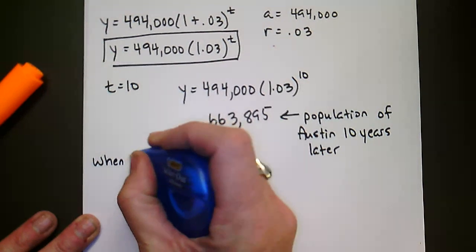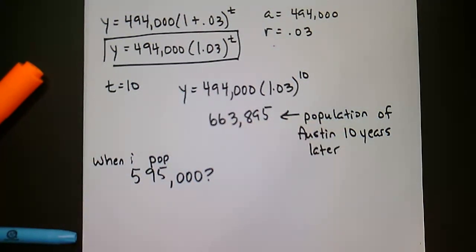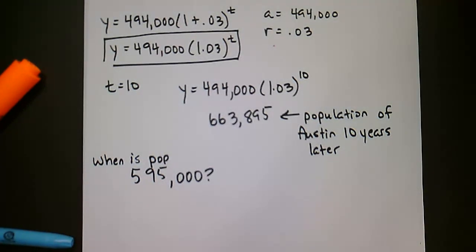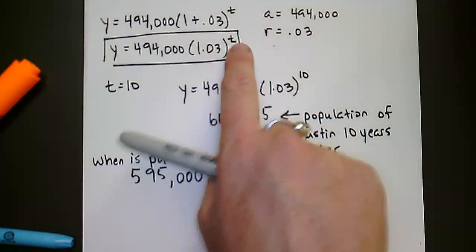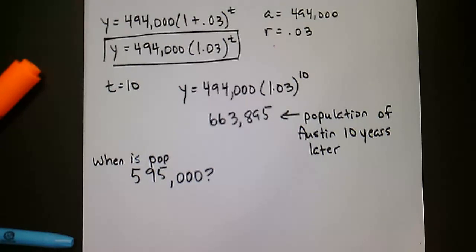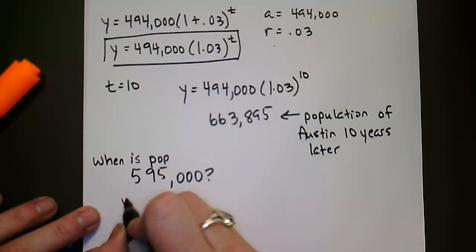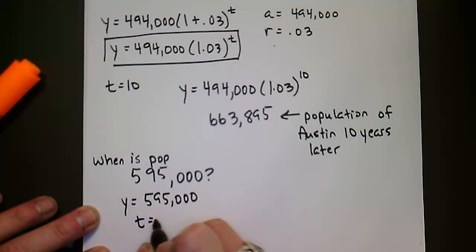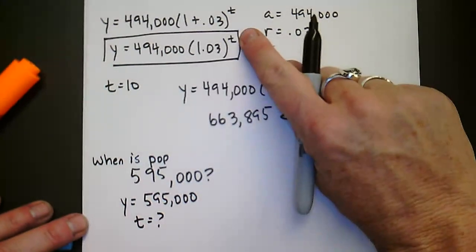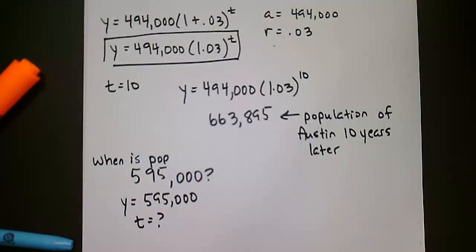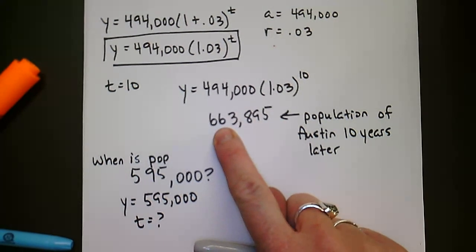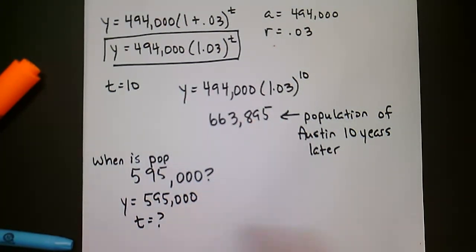You can actually solve this algebraically with logarithms, but we won't learn that for a while. We can get the t out of the exponent and solve for t. We plug this number in for y, because that's the y value. Basically, y is 595,000 and we want to know what t is. But we don't know how to get t out of an exponent yet, so we're going to have to guess and check. We know it's less than 10, because at 10 years we're at 663,895.